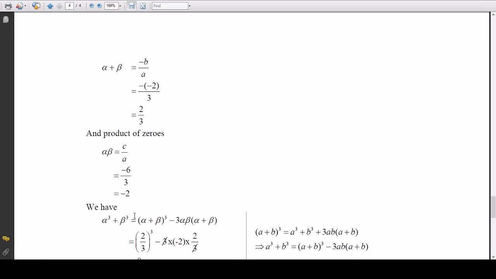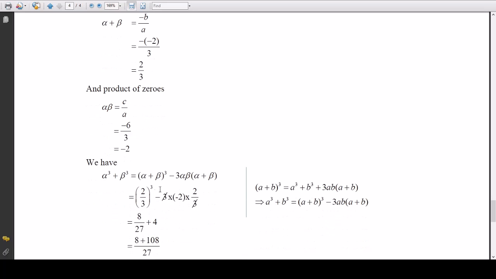Now alpha cubed plus beta cubed, how will you express this in terms of the sum and product of zeros? Alpha plus beta, alpha beta. We need to express this alpha cubed plus beta cubed in the form of alpha plus beta and alpha beta. Why? Because alpha plus beta we have found to be 2 by 3, and alpha beta is minus 2.